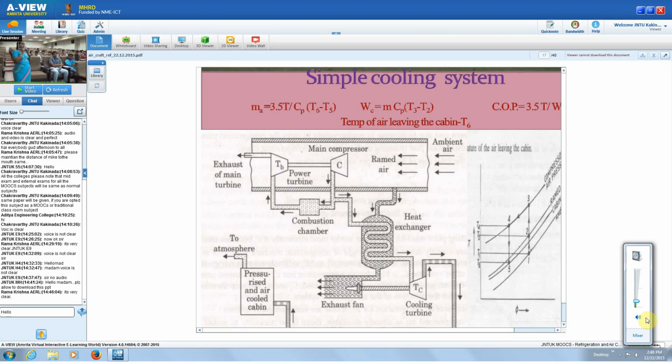So T5 is the minimum temperature of the cycle, okay, where the refrigerant is at very low pressure and temperature. So with all this you can find out the COP also. If you know T tonnage, 3.5 T by work input to the compressor. So that will give out the COP of the simple cooling system.